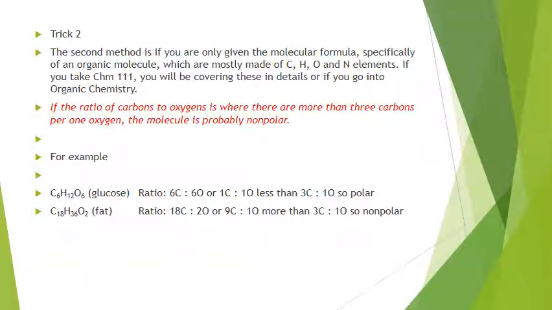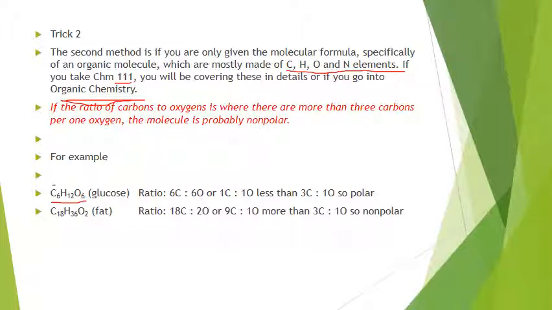Okay, trick number 2. The second method, if you're only given the molecular formula, specifically organic molecules, like alkanes and other things that have lots of carbons, hydrogens, oxygens, and nitrogens. And if you take Chem 111 organic chemistry, you will see this. If the ratio of carbons to oxygen is where there are more than 3 carbons per oxygen, the molecule is probably nonpolar. For example, glucose.